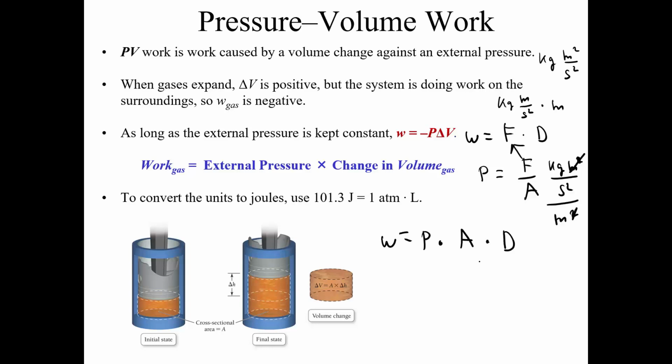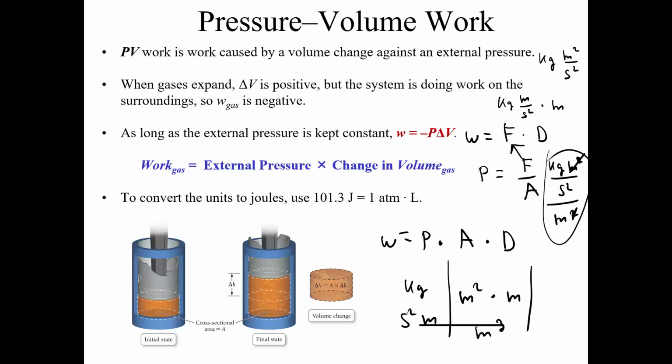times distance. And so again, using those units, kilograms per second squared per meter, which I determined here for pressure, then times the area, which is meter squared, and a distance is meter, and so meters cubed is a volume, and so we can also determine the volume of this particular problem here as a piston, because we're only changing the height.